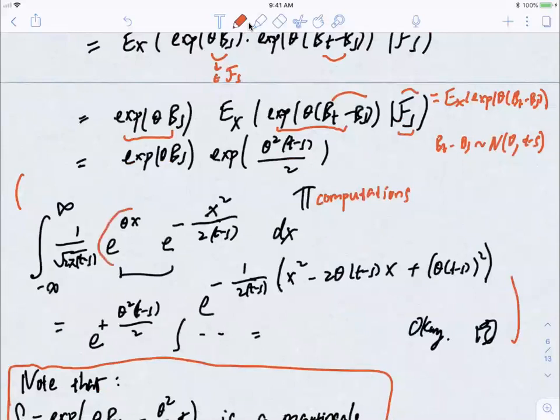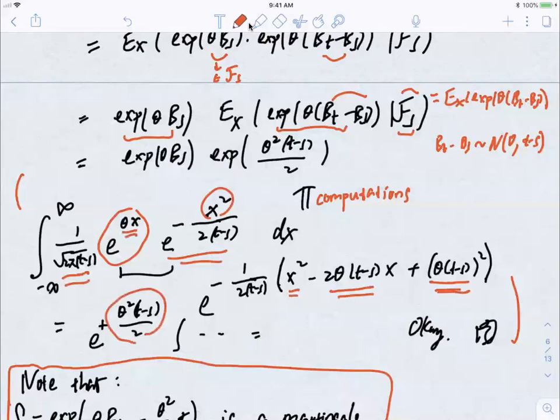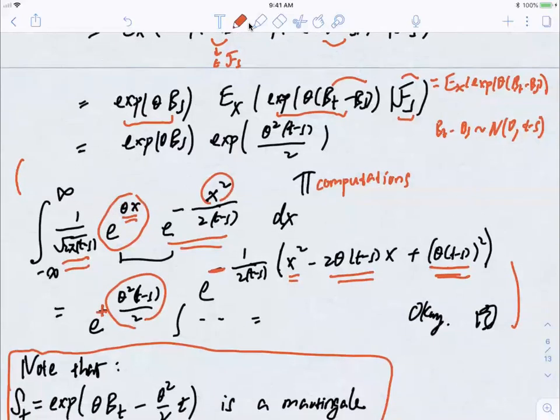So this is e to the theta x, and this is the PDF. We can just compute that by completing the square. We say this is the term we have, and this is the term we have. There's one more term here, so we take it back. There's a minus term here, so we multiply back. In the end, we just get the explicit value of this integral.